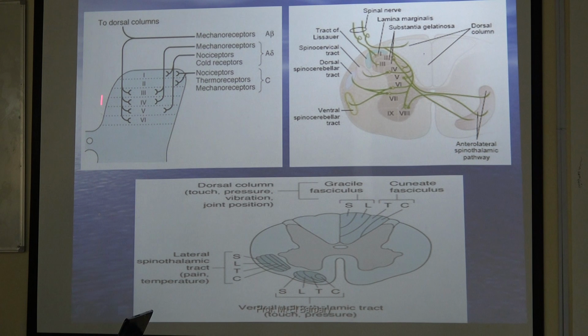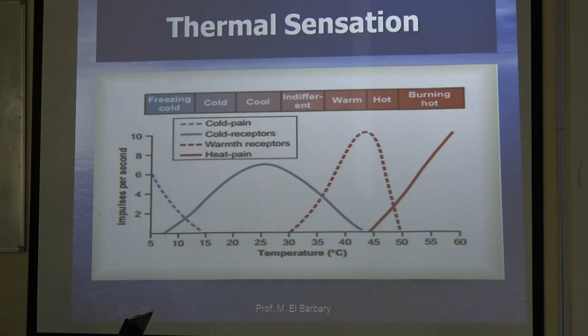So this is the posterior horn, and we have proprioception and fine touch through A beta fibers going up in the dorsal column, and crude touch and fast pain through A delta fibers, and slow pain and temperature through C fibers. Okay? Right. Thermal sensation or temperature sense.